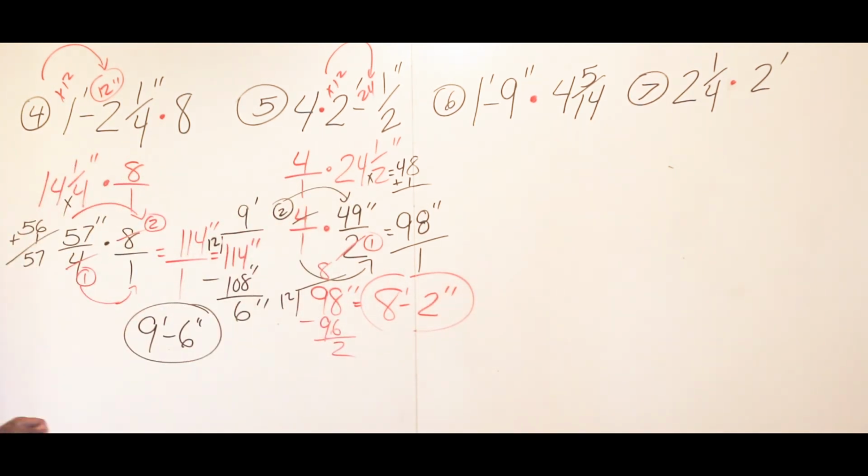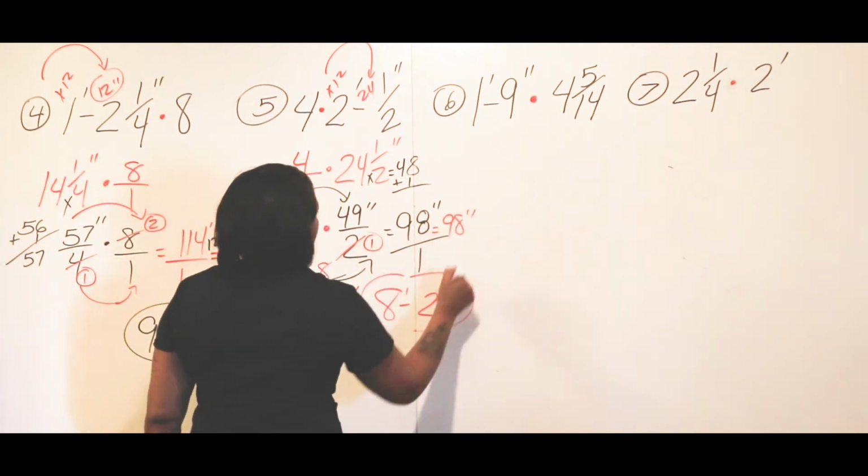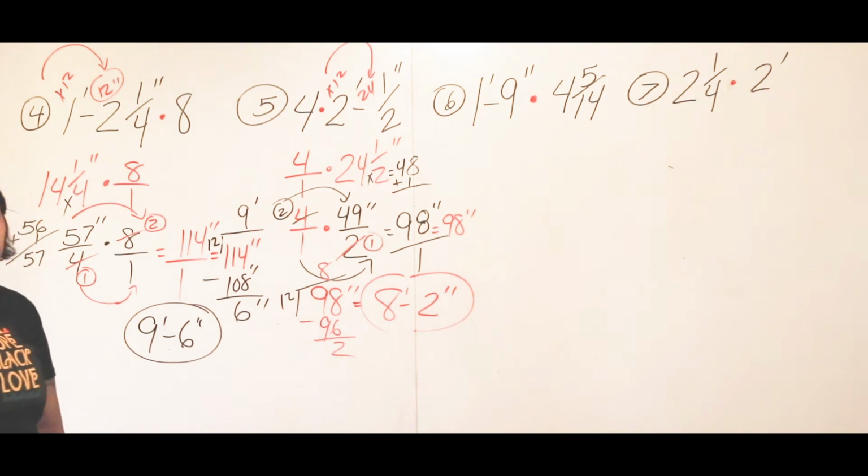No fraction, because there was not a fraction. Out of the whole inches, we had 98 inches. We had to convert that to feet and inches by dividing by 12. Good job. Let's look at the next one.